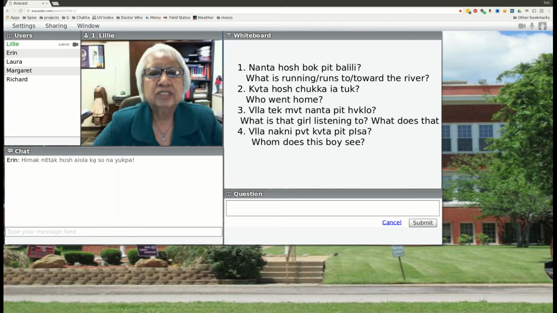But my translation for this would be, whom does this boy see? Allah nakni pat kata pit pinsa. This boy does see whom? Would be the statement. And then in the construction of the English, your question word is going to begin the sentence. Whom does this boy see?